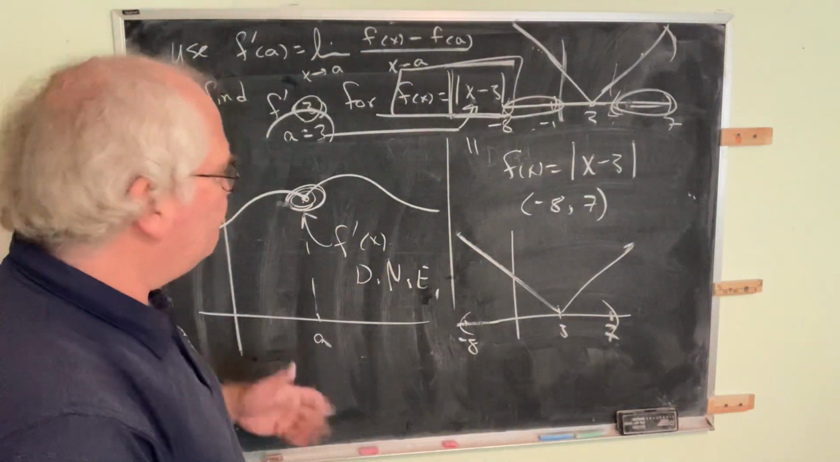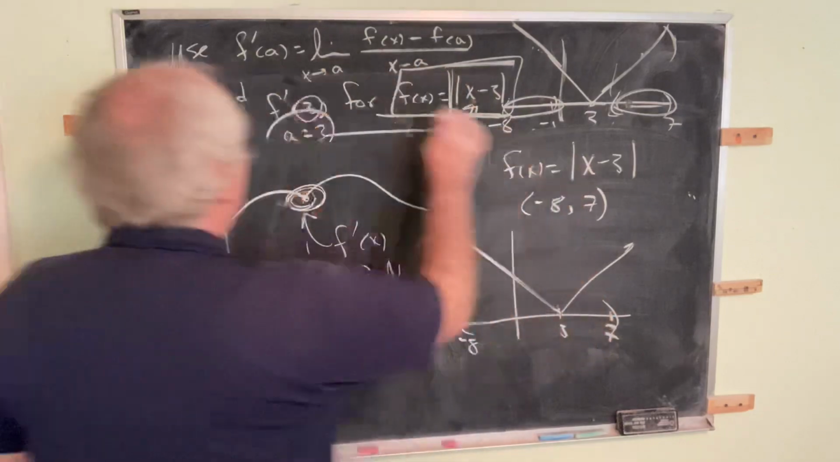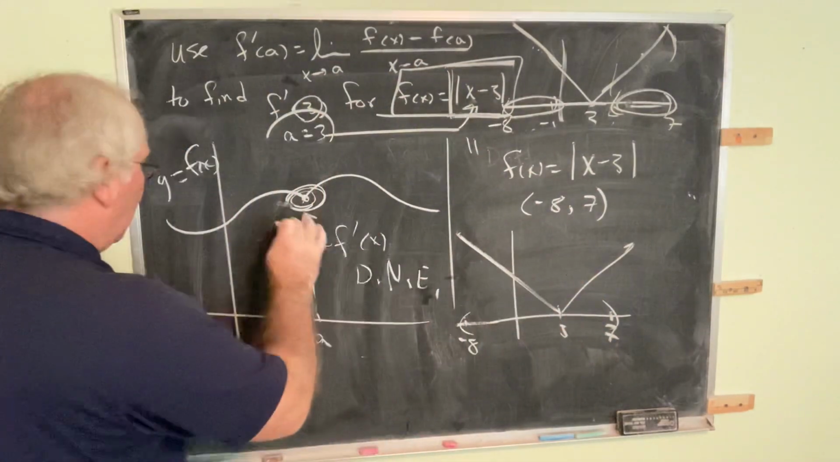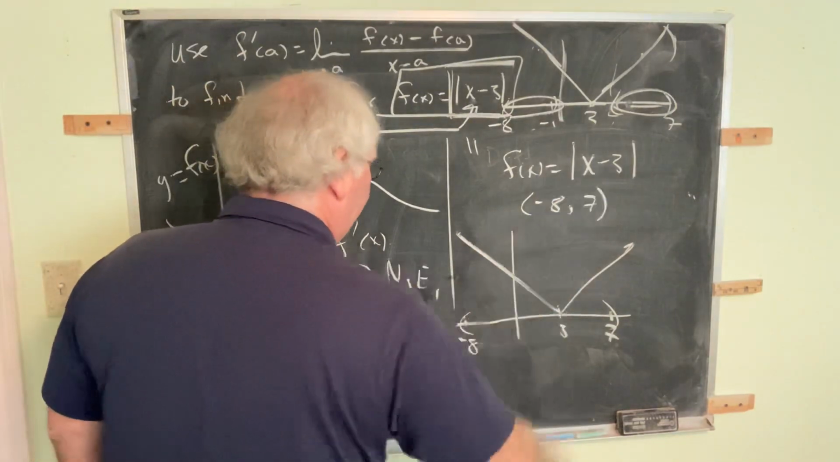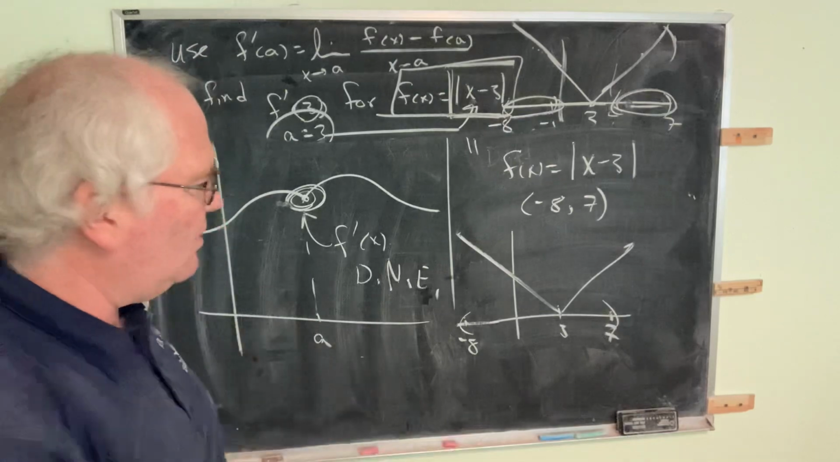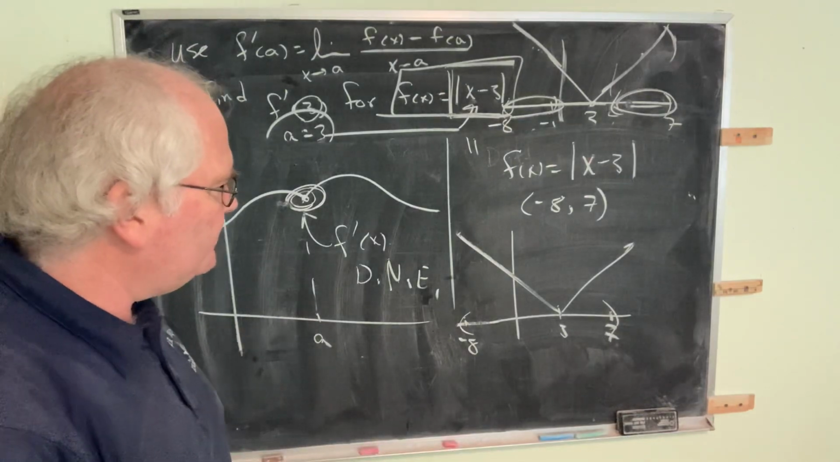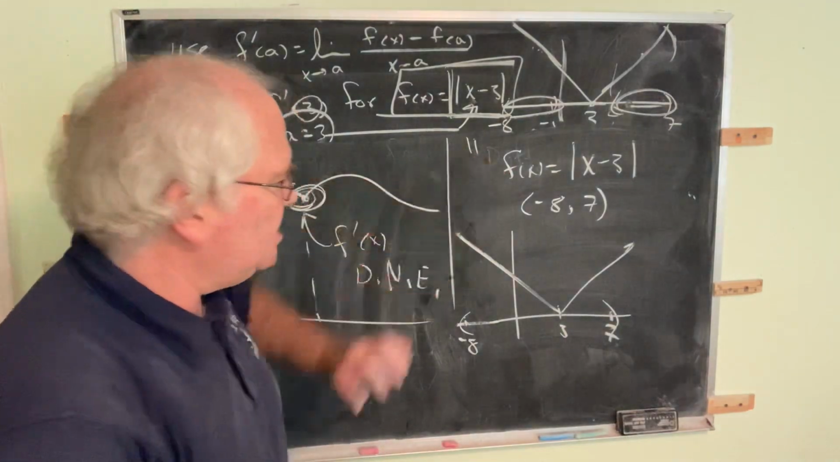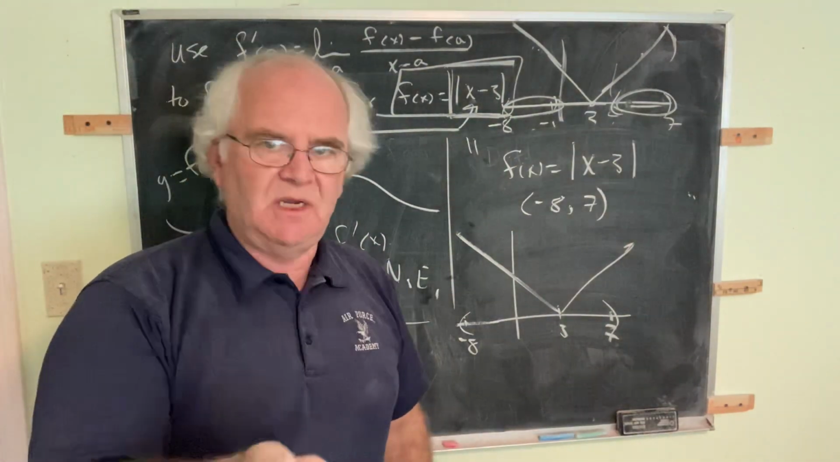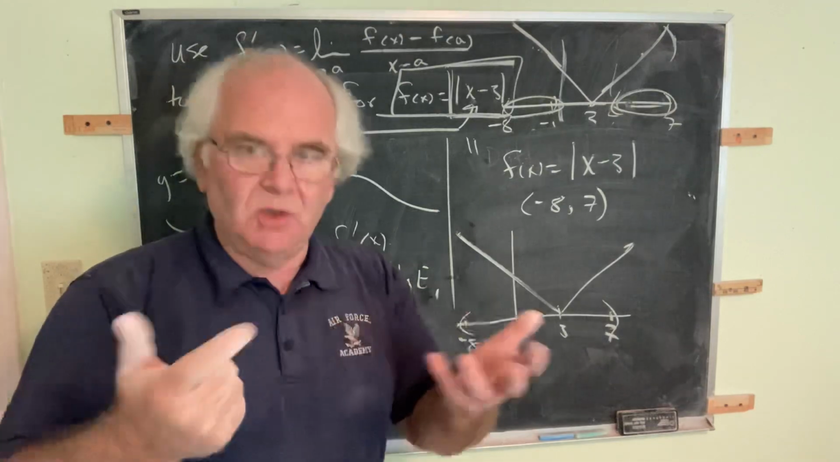So that's what we mean when we say differentiable. Differentiable means no cusps. There are other functions besides absolute value that have cusps. Absolute value is probably the most common, but it's not the only time that can happen. So understand those notions, and that'll help you because later on we're going to have a requirement that a function has to be continuous and it has to be differentiable, and you'll know what that means now.